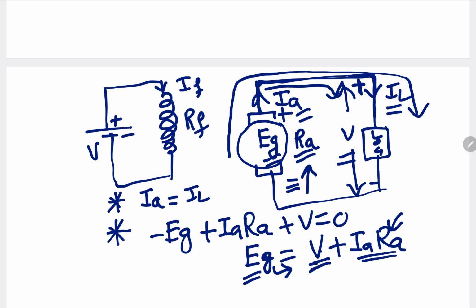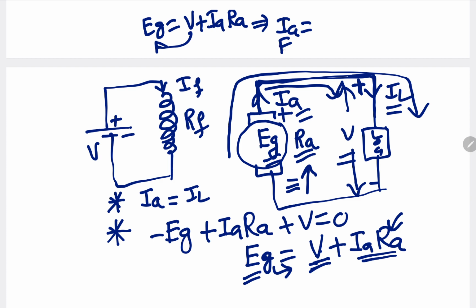From Eg equal to V plus IaRa, I want the armature current value. So Eg equal to V plus IaRa. This implies Ia is equal to, bringing V to this side, Ia is equal to, what is the formula?